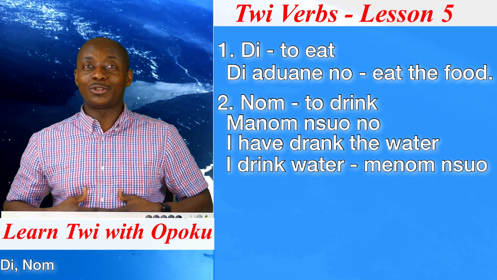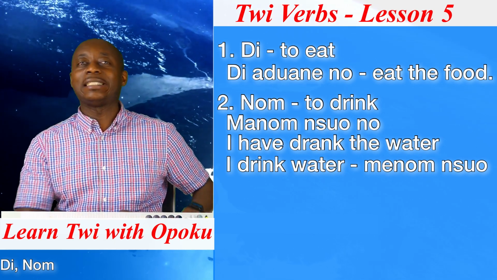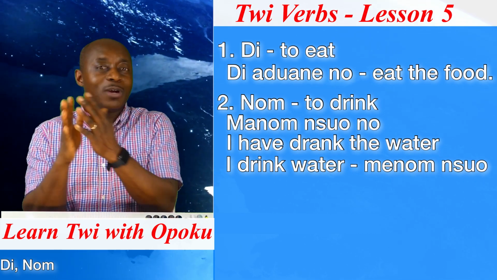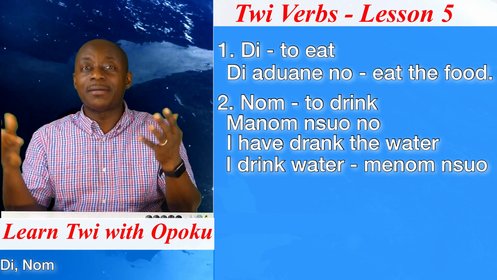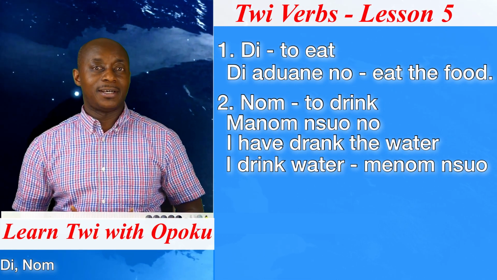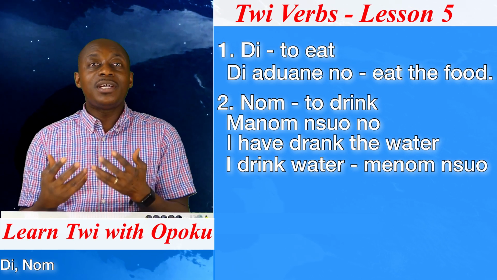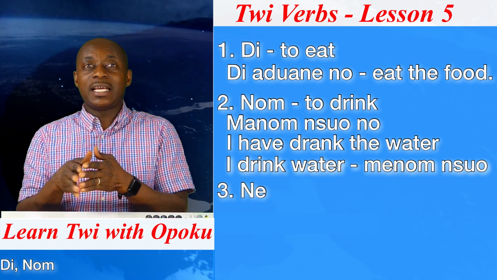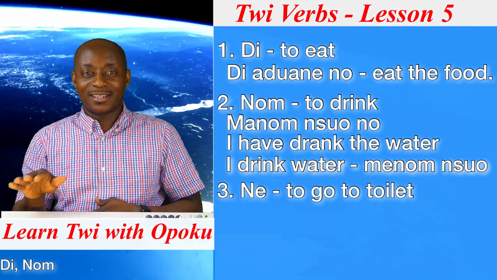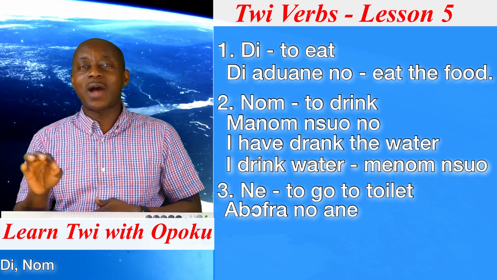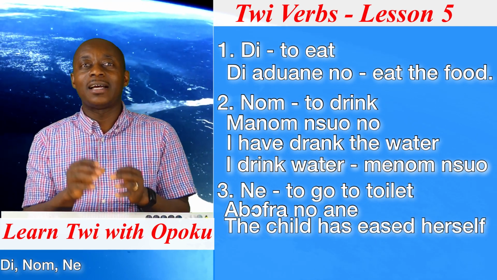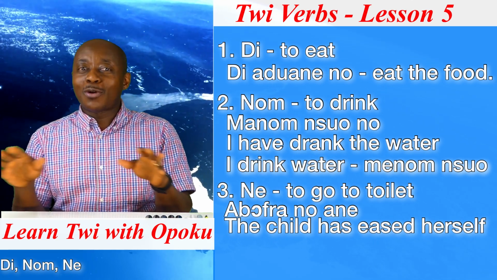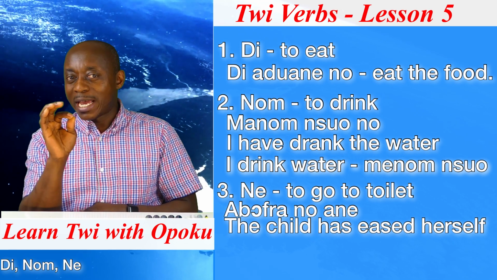You will have to also go to toilet. It's difficult for me to mention these words, but please forgive me. We need to learn these verbs. Yeah. So if you eat, you will go to toilet. In Twi, going to toilet, doing it, we say ne. So we can say abofra no ane, meaning the child has eased herself. Good. I will not talk much about this verb, so I want you to get the meaning.